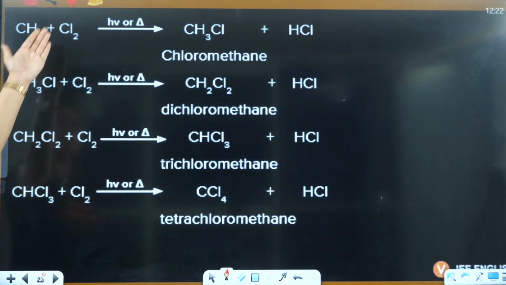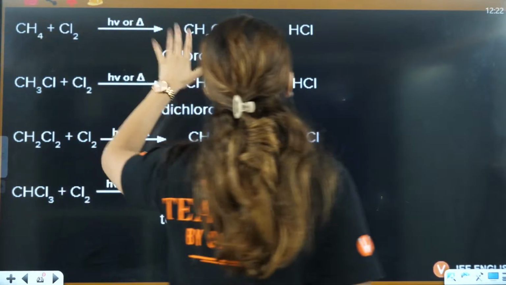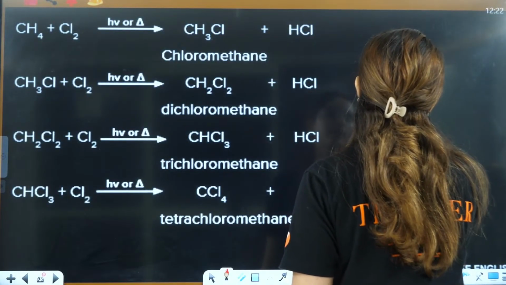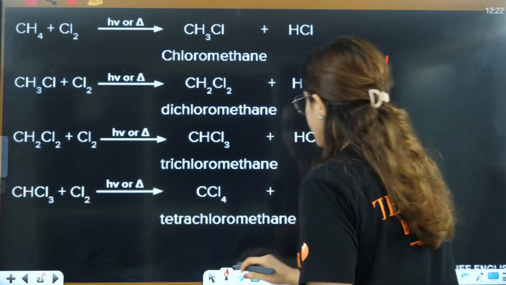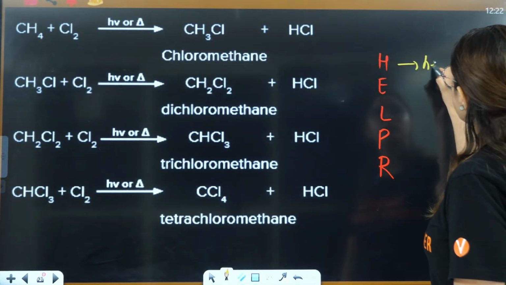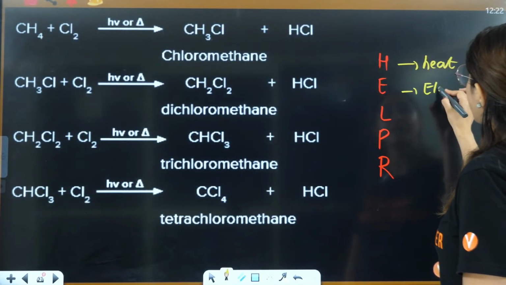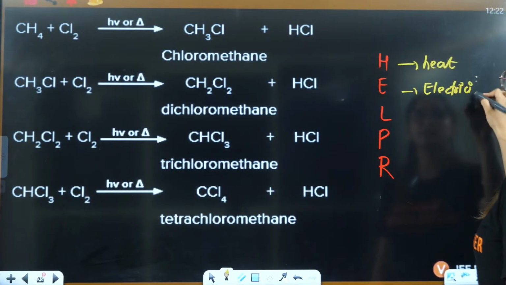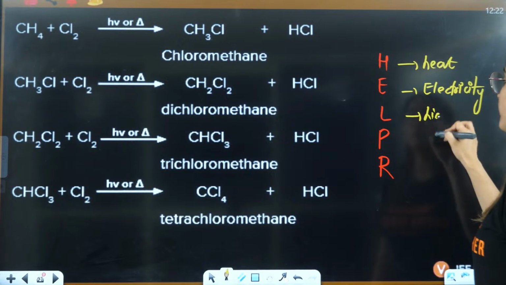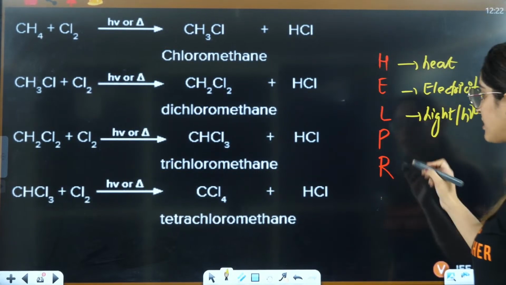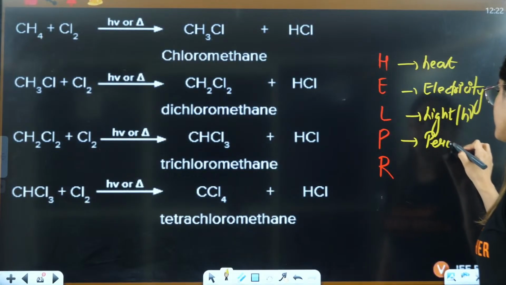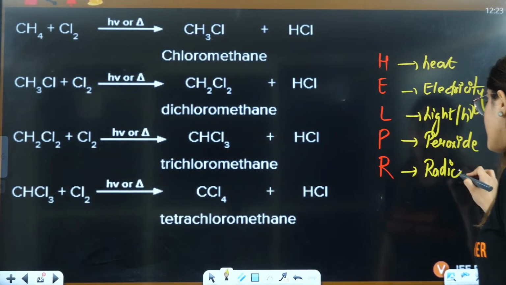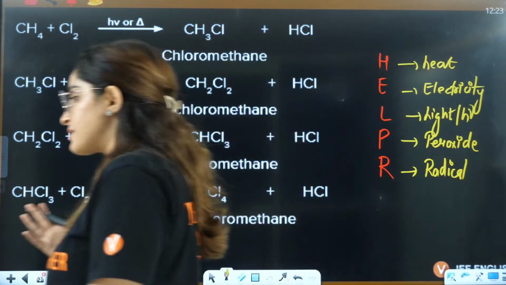Let's see how. Now free radical mechanism is basically done HELPR. HELPR, helper. Just remember helper. If there is heat or there is electricity, like in Kolbe electrolysis you have electricity, right? If you have electricity, if you have light, UV light or hv, which is a light, or you have peroxide, or you already have a radical that is present. In all these cases, free radical mechanism will be followed.